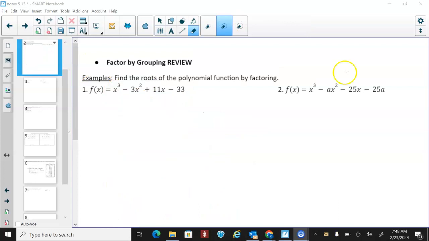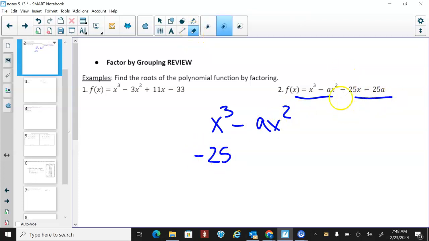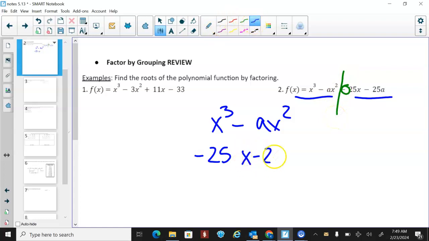All right. Now I'm going to do the second part, question number 2. So again, I'm going to split it into 2. First, I'm going to do x cubed minus 8x squared. And the second part is going to be negative 25, because remember, there's a negative here. So it's very important that we put the correct signs for the second part. So negative 25x minus 25a.